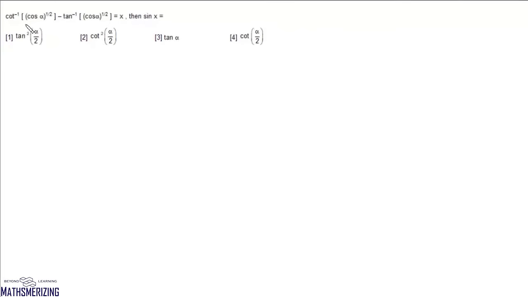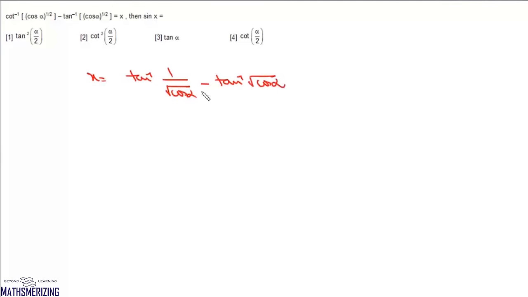Now here the question is: cot inverse of under root cos alpha minus tan inverse of under root cos alpha equals x. Then we'll need to find the value of sin x. Now what we'll do is we'll write this x as tan inverse of 1 upon under root cos alpha minus tan inverse of under root cos alpha.